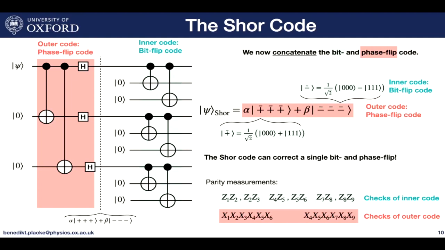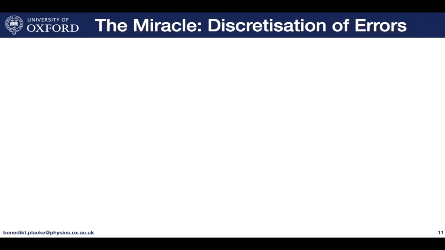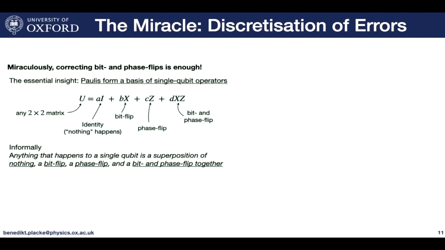Now the real miracle that I promised you is that this is enough. Correcting bit and phase flips is enough. We can now correct an arbitrary single qubit error, actually. That is the really fascinating thing about it, I think. The essential insight for that is the following. There is a math version and an informal version. The math version is that the Pauli operators, that is X, Z, and their product, which is the Pauli Y matrix, and the identity, form a basis of 2 by 2 matrices.